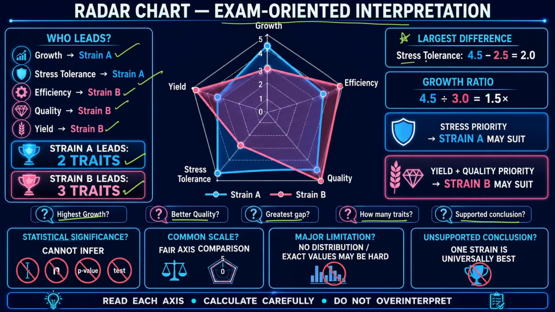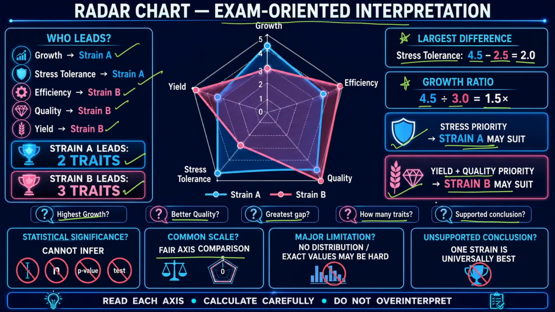4.5 minus 2.5 equals 2.0. The growth ratio is 4.5 divided by 3.0, which equals 1.5. Therefore, A's growth score is 1.5 times B's score. All axes use a common 0 to 5 scale, so trait by trait comparison is fair. If stress tolerance is the priority, strain A may suit. If yield and quality are priorities, strain B may suit.